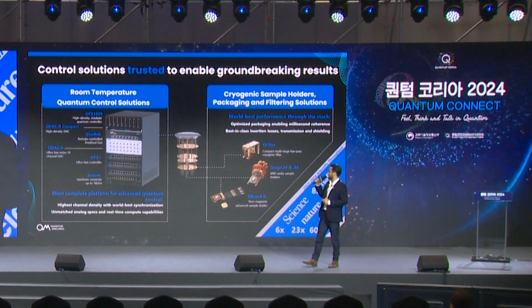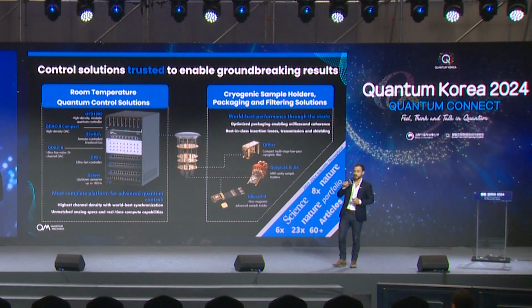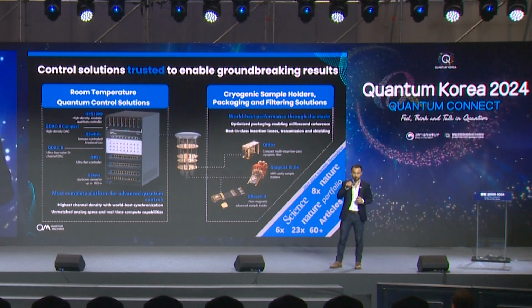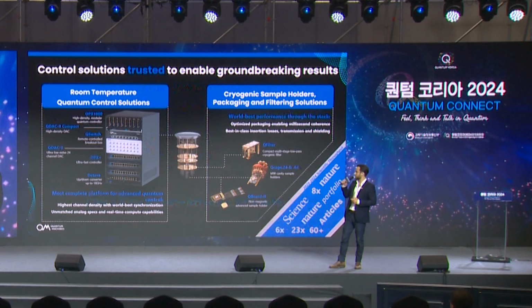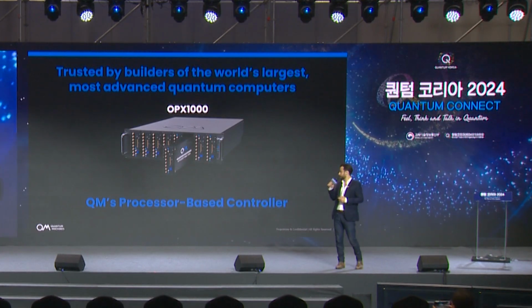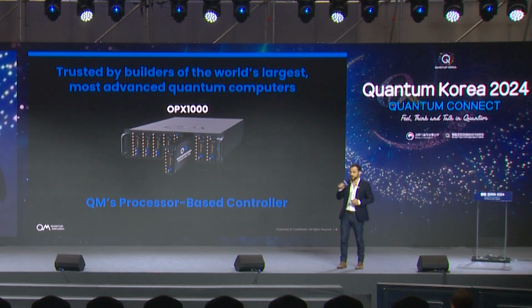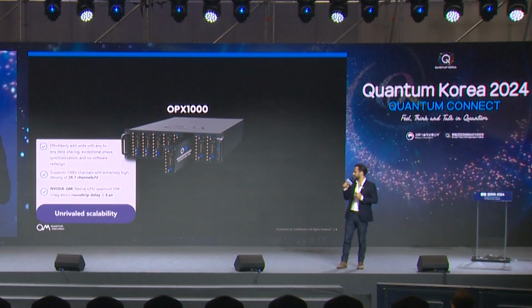Now, the focus of my talk is not going to be on all of our products. Of course, we have many, many products, including both room temperature control and cryogenic elements for superconducting and spin qubits. But it's going to be mostly on the OPX1000, which is our flagship product. The OPX1000 is trusted by the builders of some of the world's largest and most advanced quantum computers, and there's actually a lot that we baked into it.